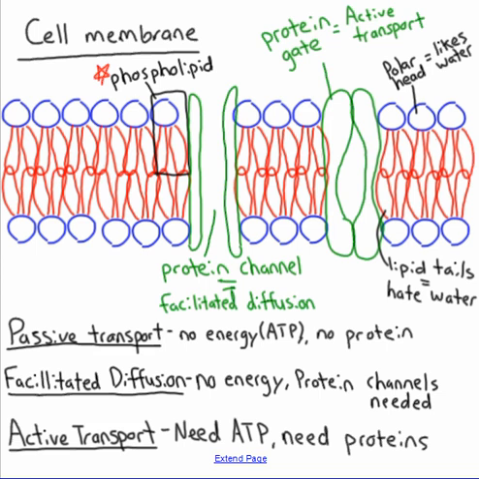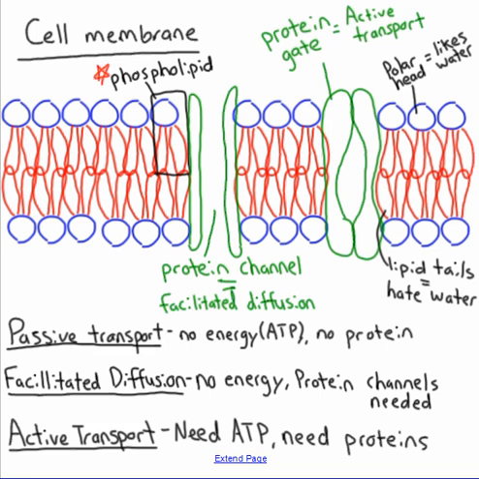Facilitated diffusion. It is similar to passive transport in the sense that you don't need any energy. Molecules are moving from a high concentration to a low concentration. However, in facilitated diffusion, you do need protein channels. So an example of facilitated diffusion would be osmosis. Water moving across the cell membrane.